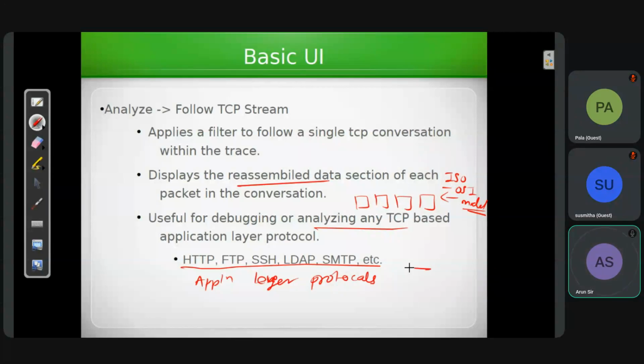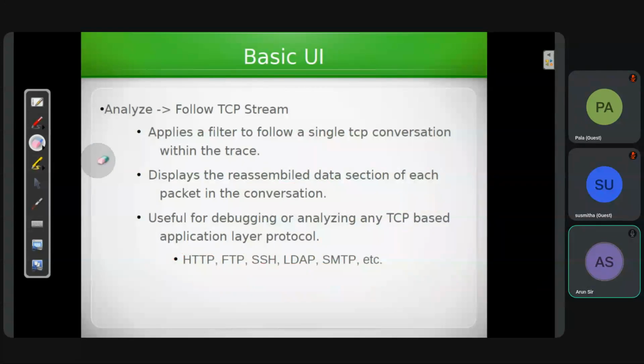So at the top layer, which is called layer number 7, there are these application layer protocols. We have HTTP, FTP, SSH, LDAP, SMTP, all these protocols are there. They are helping. HTTP is helping in web browsing, FTP is file transfer, SSH is for secure login, LDAP is for identity authentication, SMTP is the simple mail transfer protocol. So all these protocols are available and we can use them.